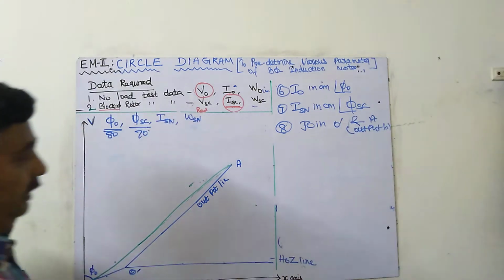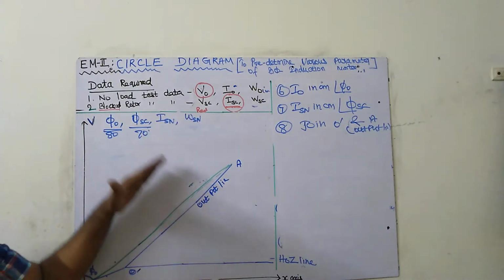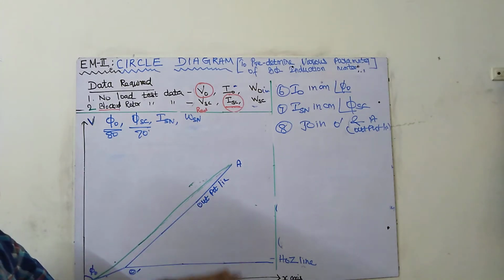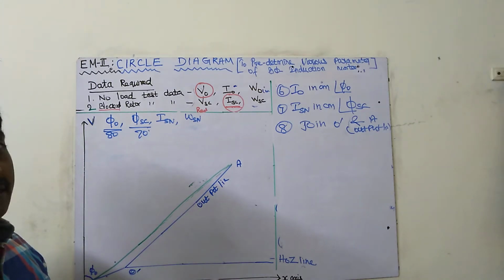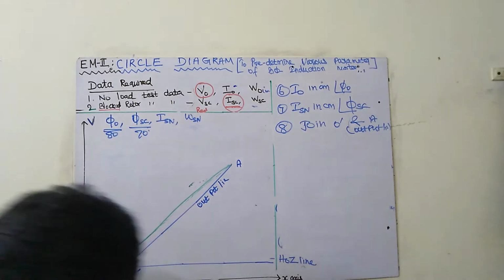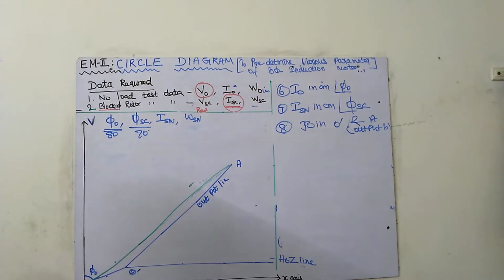This is a very, very important line. Above this line is the output, and below this line are the losses. Now we have drawn the output line. What is the next step? We have to draw a perpendicular bisector to the output line.